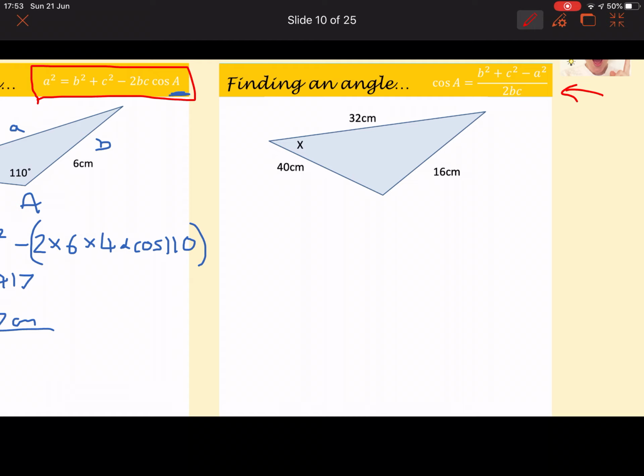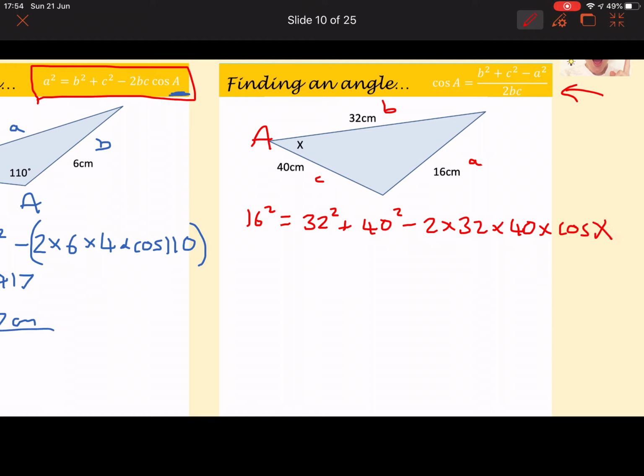Now we've got to label first. Again, this is my capital A because that's my angle. So that makes that little a, little b, little c. So a squared, so that's going to be 16 squared equals b squared, which is 32 squared, plus c squared, minus 2 lots of b times c times cos of a. I don't know a, so I'm just going to write an x there.